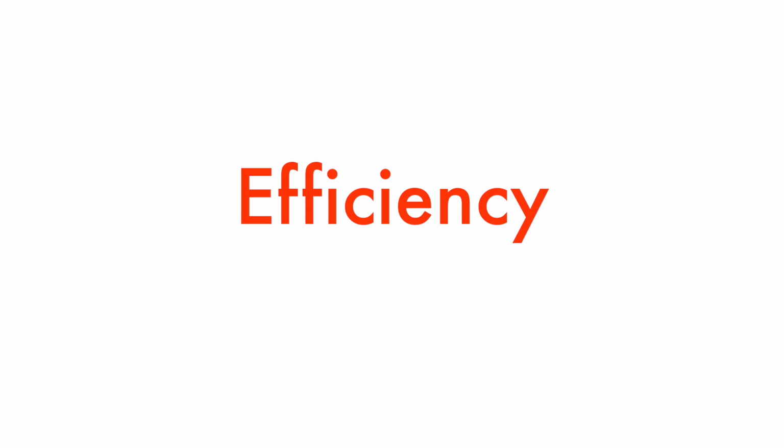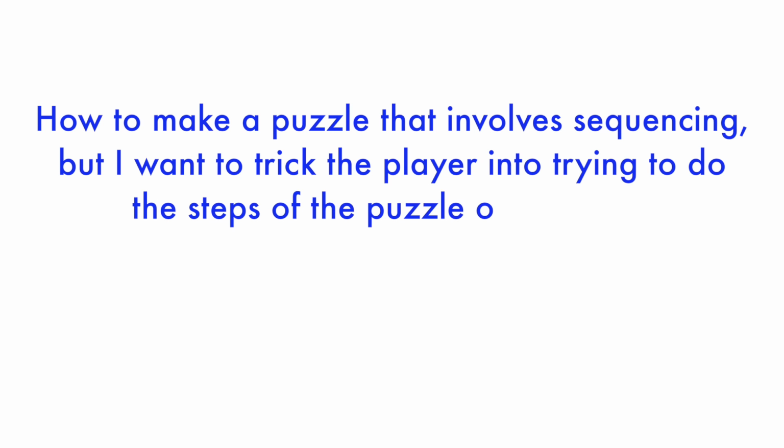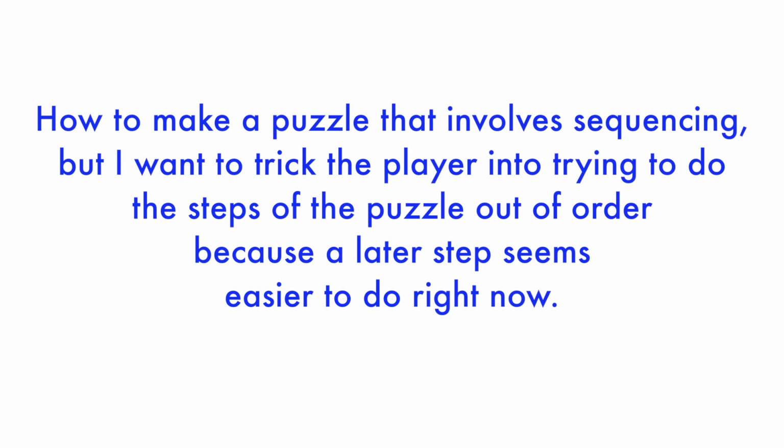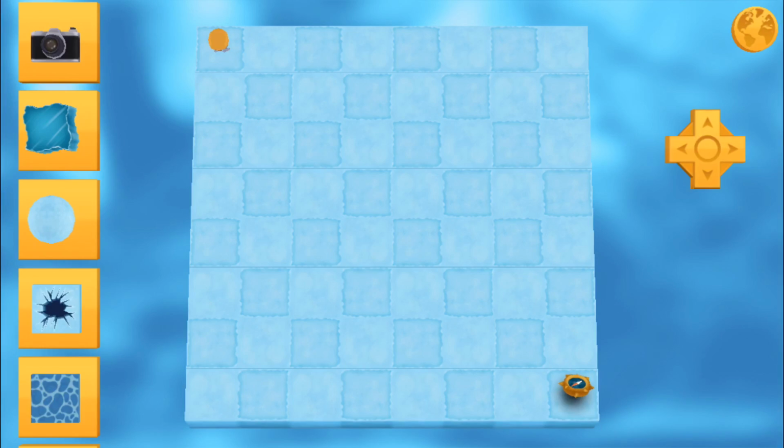Today I want to show you how to trick the player. There are many ways to trick a player, but I want to show you a way that preys on the player's efficiency. That is, I'll show you a way to make a puzzle that involves sequencing, but I want to trick the player into trying to do the steps of the puzzle out of order, because a later step seems easier to do right now. Let's travel to Antarctica.